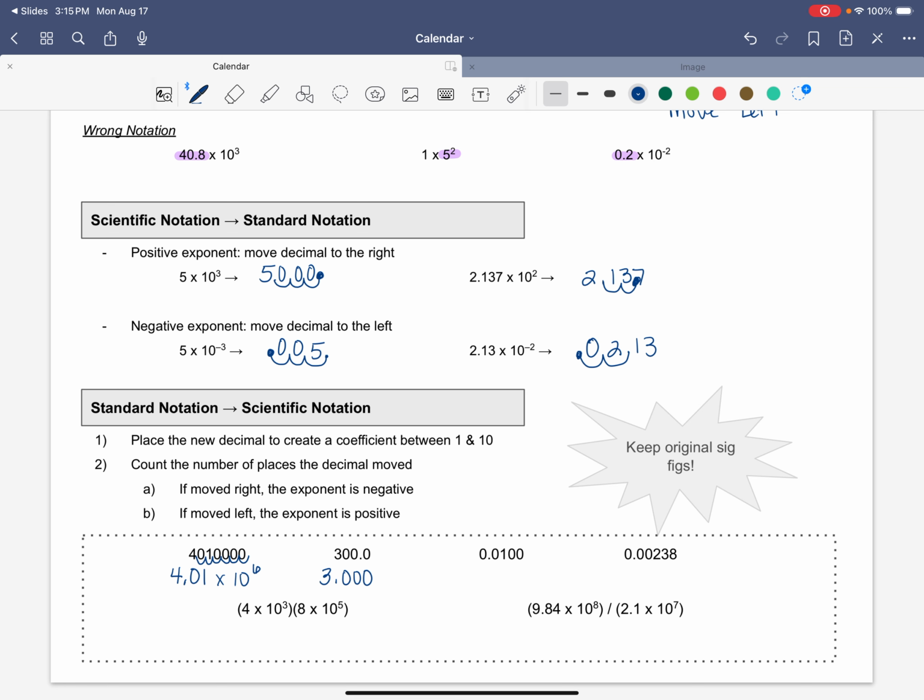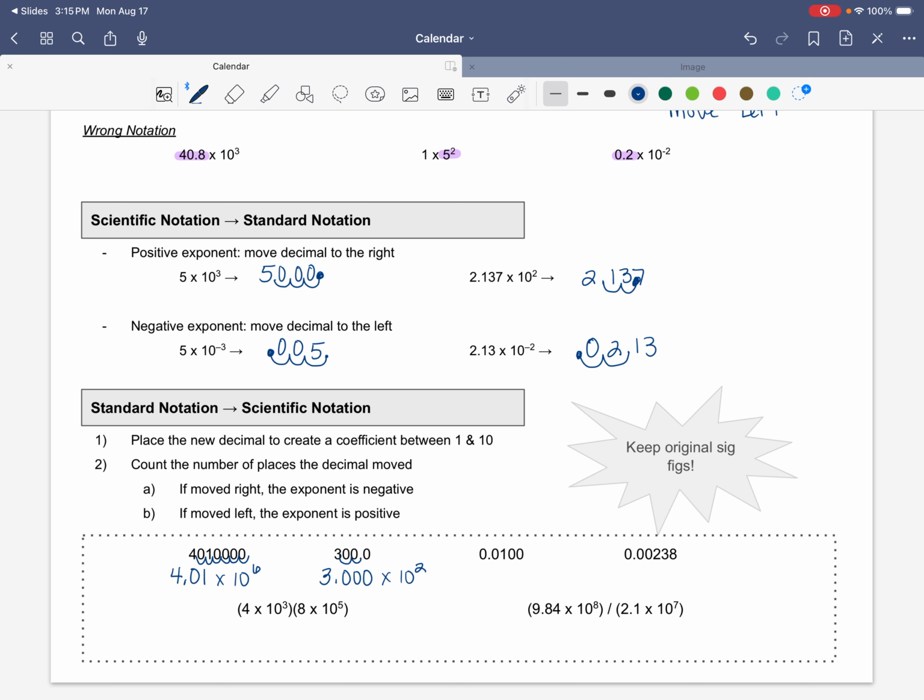3.000, because I do need to include all of those to have 4 sig figs, times 10, and then I'm going to count how many times I moved it. This is a number bigger than 1, so I know my exponent is going to be positive, and I moved it 2 times.